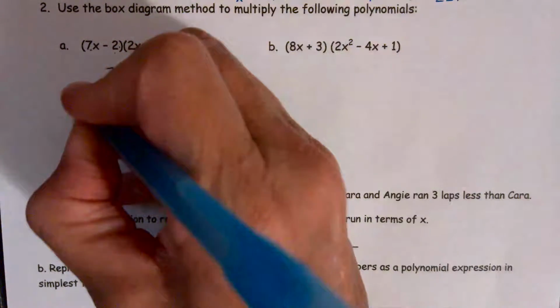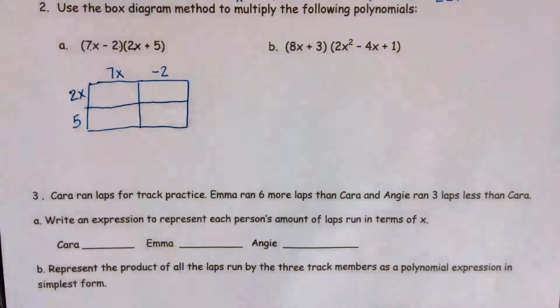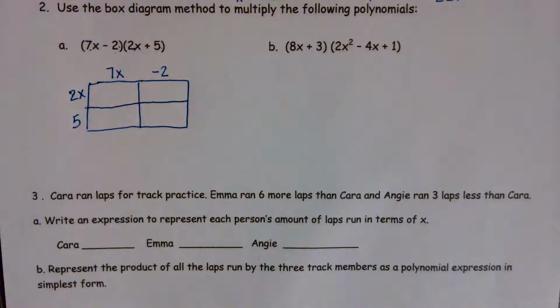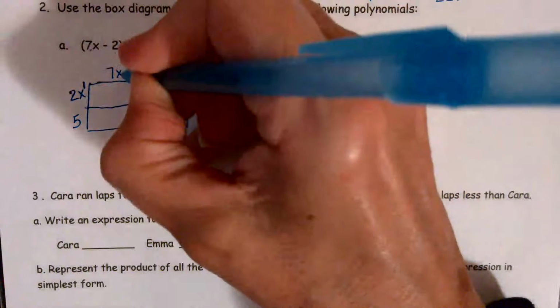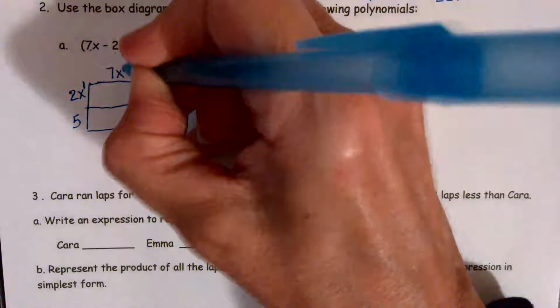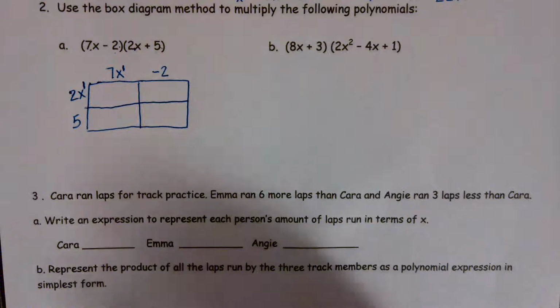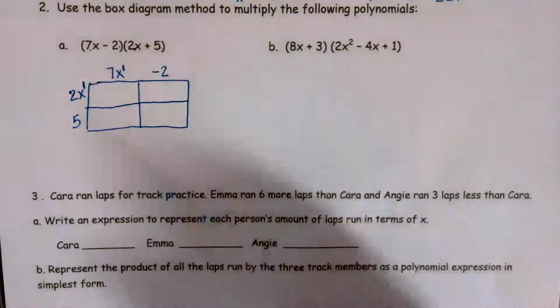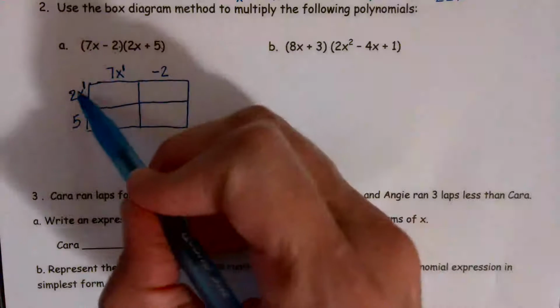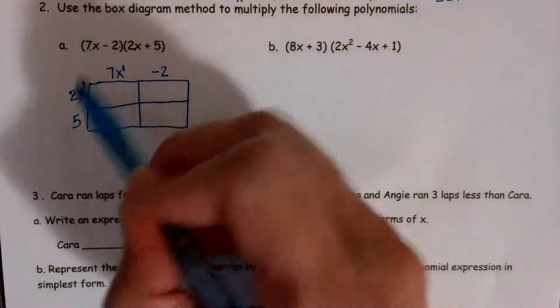And this is a positive 2x and a positive 5. So that's how we set this up. Now remember, since we're going to multiply, we want to remind ourselves that the invisible exponent for that variable is a 1. If you do not see a number, you're going to write the 1. Okay, so let's multiply this term by this term.